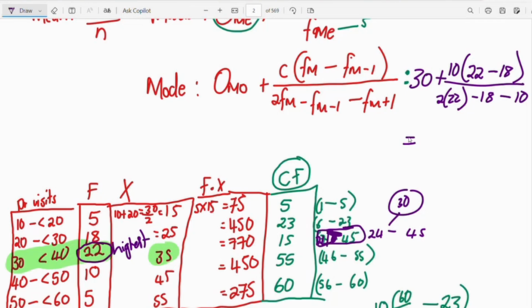Right? So now we are done to calculate your mode. So we can just look at the number 22 minus 18. Then you say 2 times 22 is 44 minus 18 minus 10. This gives us 32.5. Right? So that is how you will calculate your mean, mode, and median. I hope that assisted you greatly.